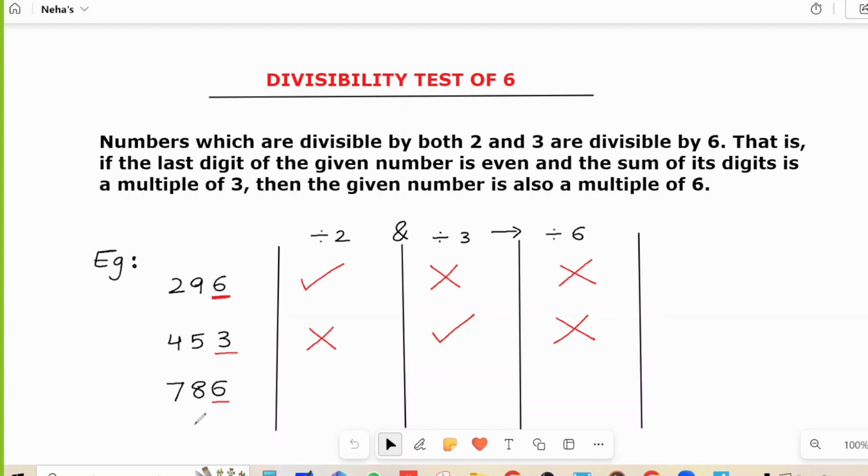Let us take the next example. The number here contains the last digit as 6, which is an even number. So this is divisible by 2. The sum of the digits here is 7 plus 8 plus 6, which is equal to 21, and 21 is divisible by 3. If this number is divisible both by 2 and 3, it is divisible by the number 6.